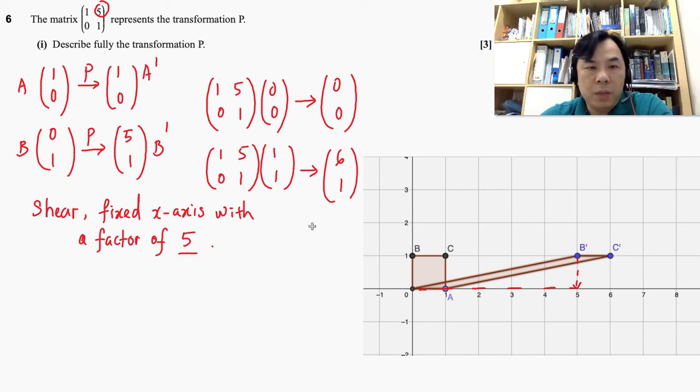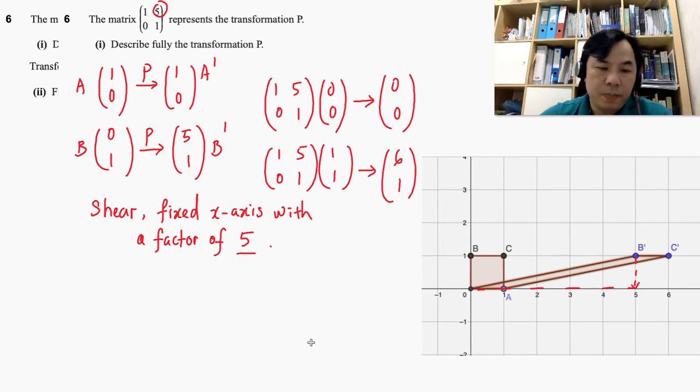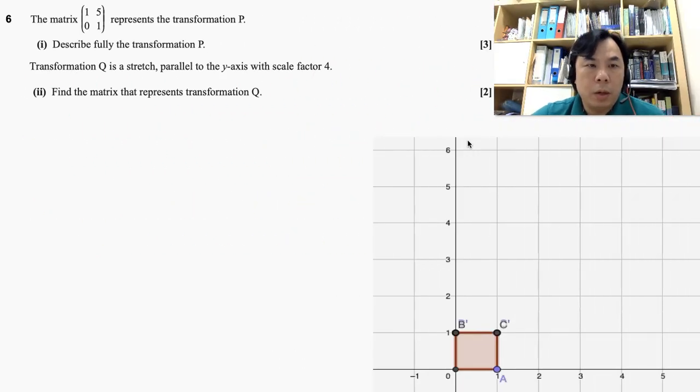This transformation P is a shear fixed x-axis with a factor of 5 here. Right. Now I hope that is clear for the first question. All right, let's take a look at the second part of this question here. It involves another transformation matrix Q.